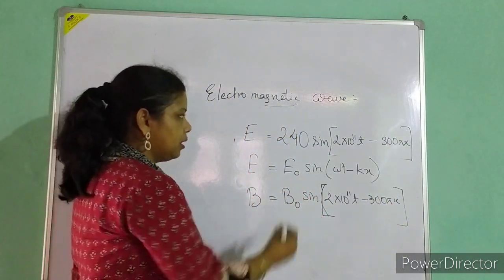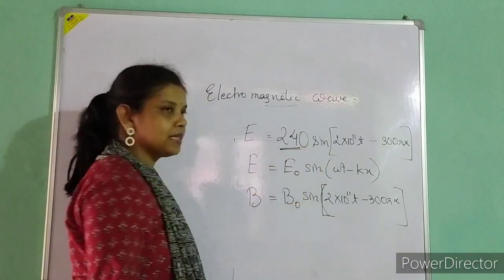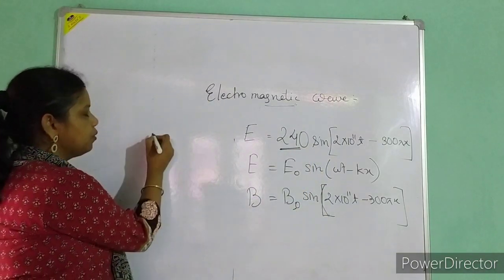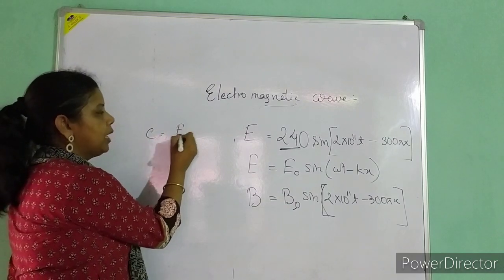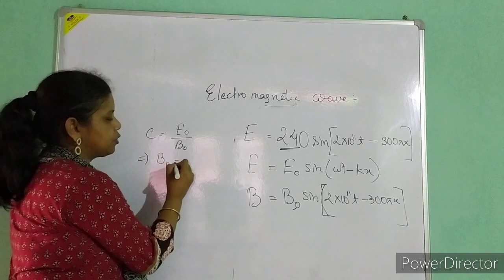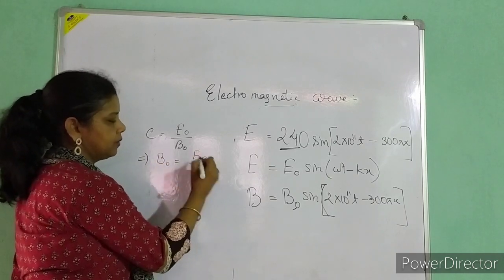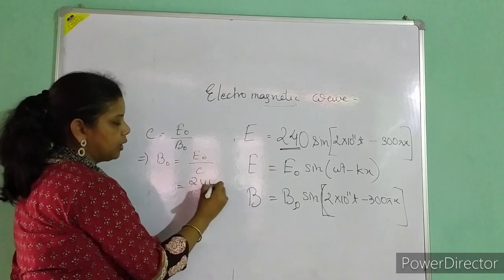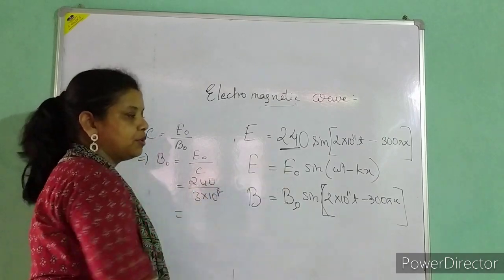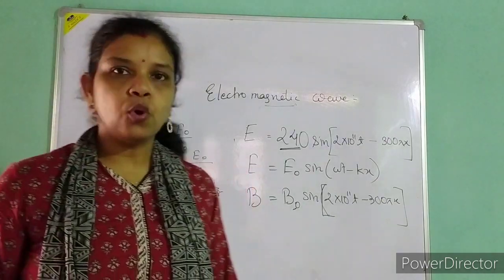But in the question, the electric field E naught is given, but B naught we don't know. So what we have to do is write c equals E naught by B naught. So B naught will be equal to E naught by c. E naught is 240, c is 3 into 10 to the power 8. Solve it and substitute the value. So that is okay now.